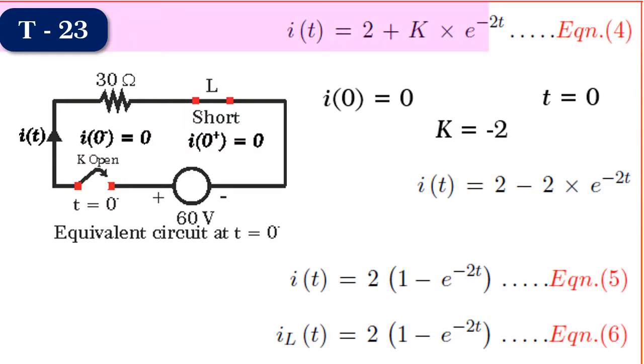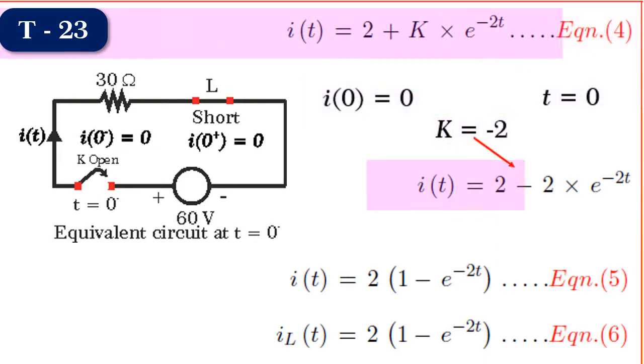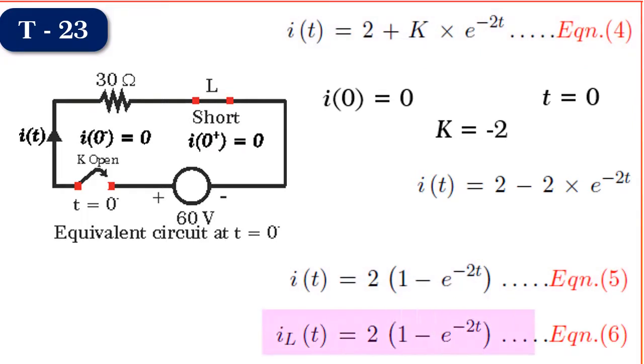By substituting this value in equation 4, we get k is equal to minus 2. Therefore, equation 4 can be written as I of t is equal to 2 into bracket 1 minus e to the power of minus 2t, let it be equation 5, and this is the complete solution for I of t. Since R and L are in series, IL of t is equal to 2 into bracket 1 minus e to the power of minus 2t. Let it be equation 6.